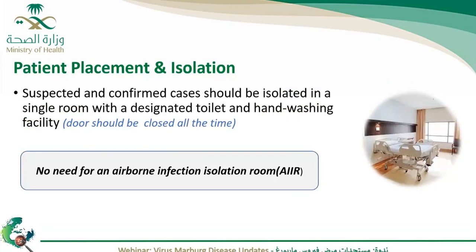For patient placement, the suspected or confirmed cases should be isolated in a single room, and this room should have a designated toilet and hand washing facility. We should mention that a hand washing facility inside the bathroom is not considered a hand washing facility. It should be a single room with a hand washing facility and a designated toilet. And all the time we should keep the door closed.